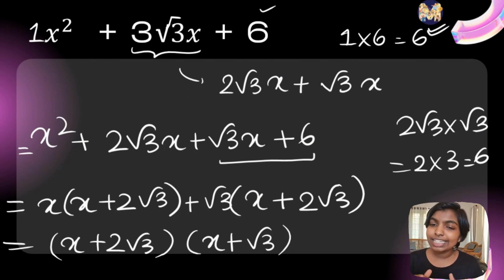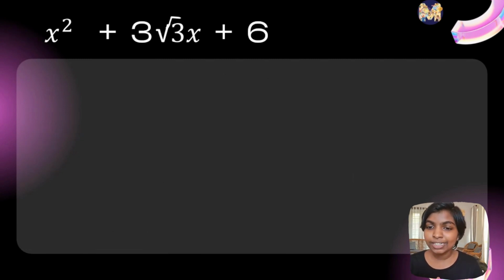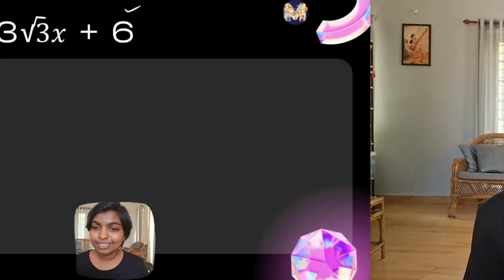This question was slightly different because it had an irrational part, but the method just remains the same, right? The process is exactly the same as what we've done in all the previous cases. I've tried to cover all the basic examples of factorization by splitting the middle term in this video. If you want to practice more, feel free to check out the questions that I've linked in the description box.